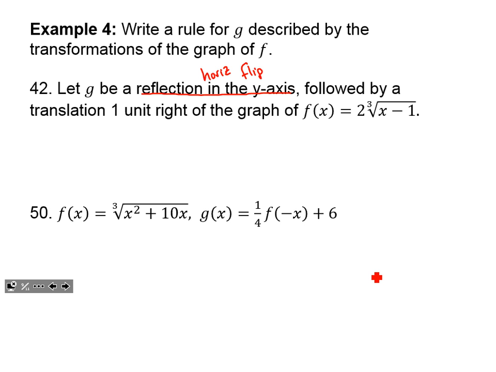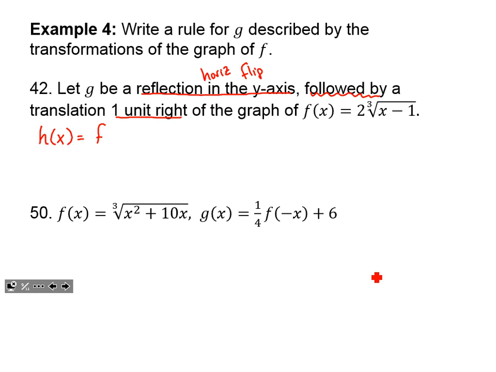So after we do that, we're going to do a translation 1 unit to the right. Okay, so those are the two things we need to accomplish. We're starting off with f of x. It's a followed-by problem, and we've talked about those earlier. That means I'm going to handle one first and then the other. The order matters. First thing I want to do is a reflection in the y-axis. So let's use h of x as a stepping stone here. That's going to equal the reflection in the y-axis of f, what I'm starting with.